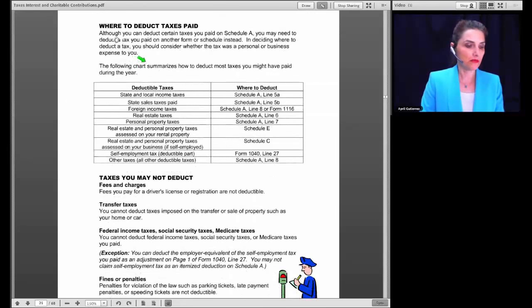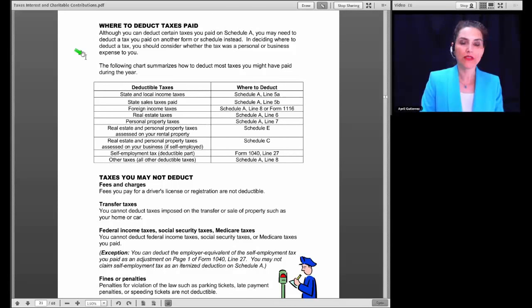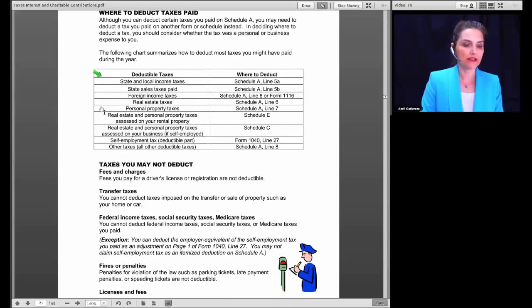So let's look at this summary table of where to deduct taxes paid. Although you can deduct certain taxes that you paid on Schedule A, you may need to deduct a tax you paid on another form or schedule instead. In deciding where to deduct a tax, you should consider whether the tax was a personal or business expense that you paid, and the following chart summarizes how to deduct most of the taxes that you might have paid.